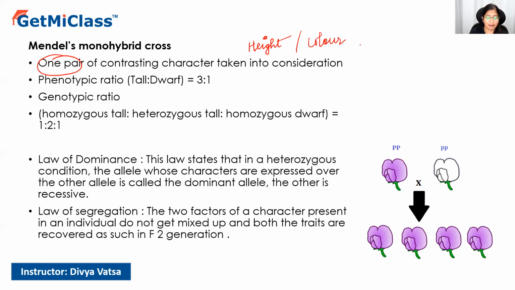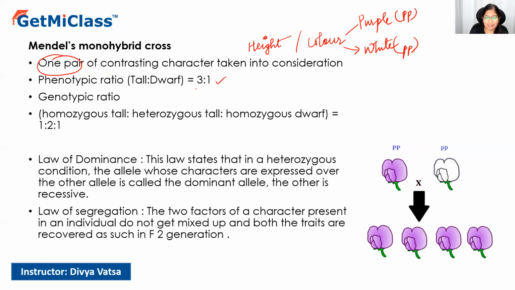Color of the flower: either the color of the flower is purple, which is a dominant trait, or the color of the flower will be white. So that is small p and small p. The phenotypic ratio will be 3 is to 1. The genotypic ratio will be 1 is to 2 is to 1.